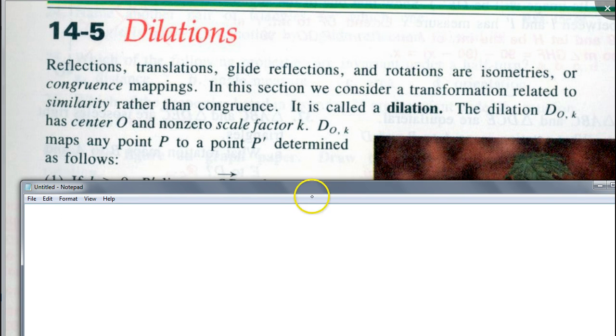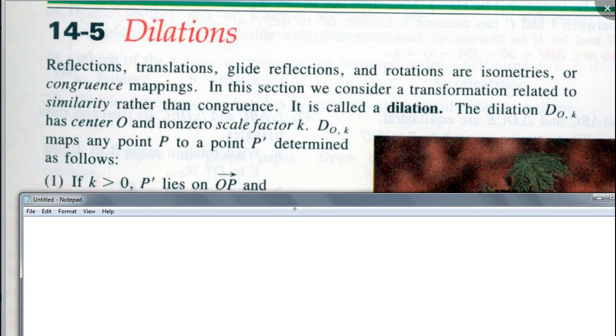So first, it says when K is greater than 0, meaning when K is positive. When this scale factor K is positive, P prime, which is my image of P, is going to lie on, as you write this down, please underline, the ray OP. So you're going to have to draw a ray. That's sort of the key in understanding dilation. In order to find the image of points in dilation, you need a ray. And if K is positive, it's going to be on the ray OP, from your point of dilation to what you're dilating, right?